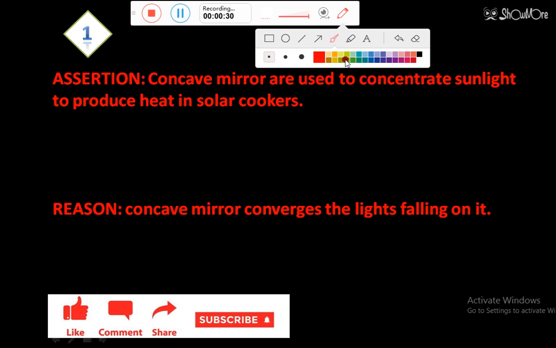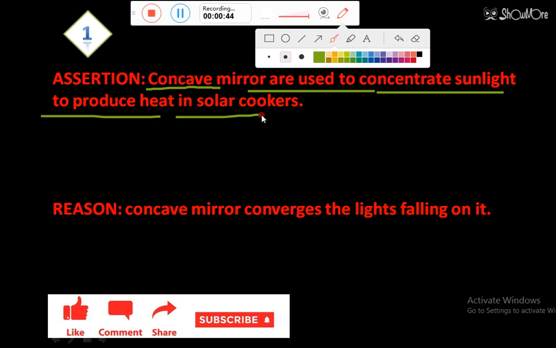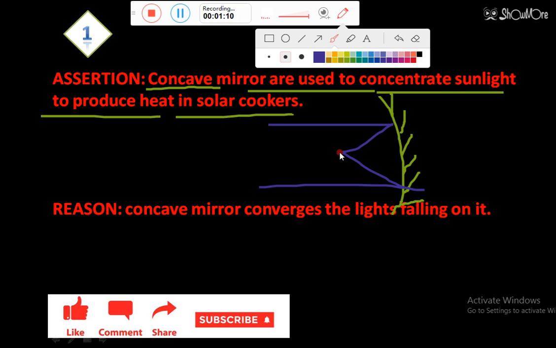So now, the first question is: Assertion: concave mirrors are used to concentrate sunlight to produce heat in solar cookers. Yes, this we know. Concave mirrors are converging mirrors, so they will focus the rays of light in the solar cooker. They are basically converging the rays. Rays from the sun come in this way, from infinity, and they all focus at a point called the principal focus.